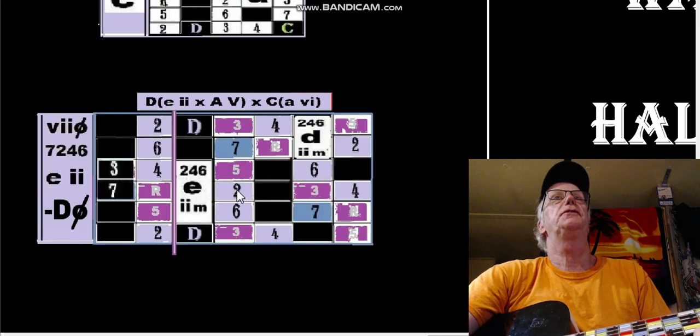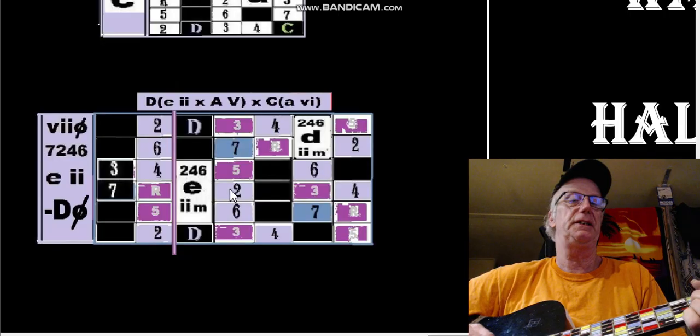And we get 2, 6, 4, 7. 2 is open. This is the easiest. It doesn't get any easier than this.